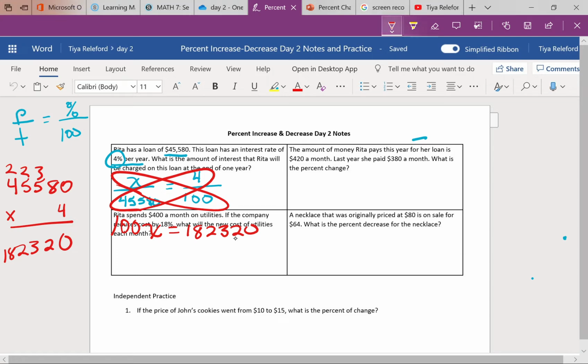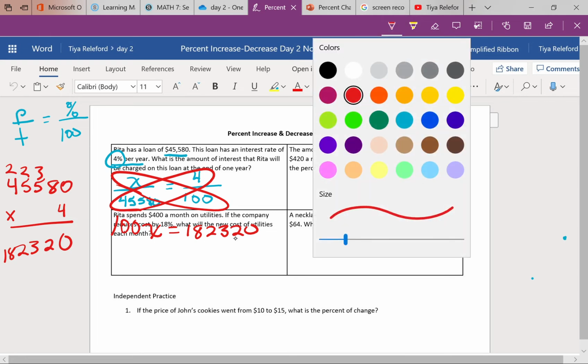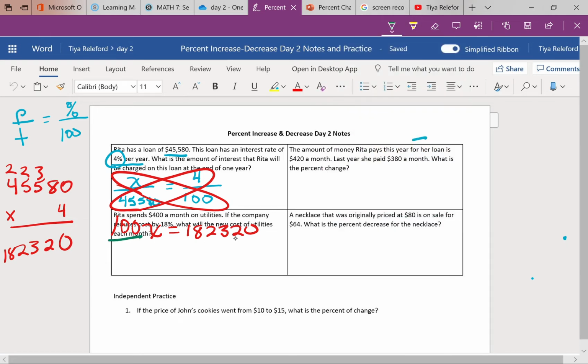And then now I have an equation to solve. And so I'm going to divide each side by 100. Rita will be charged $1,823.20 in interest the first year.